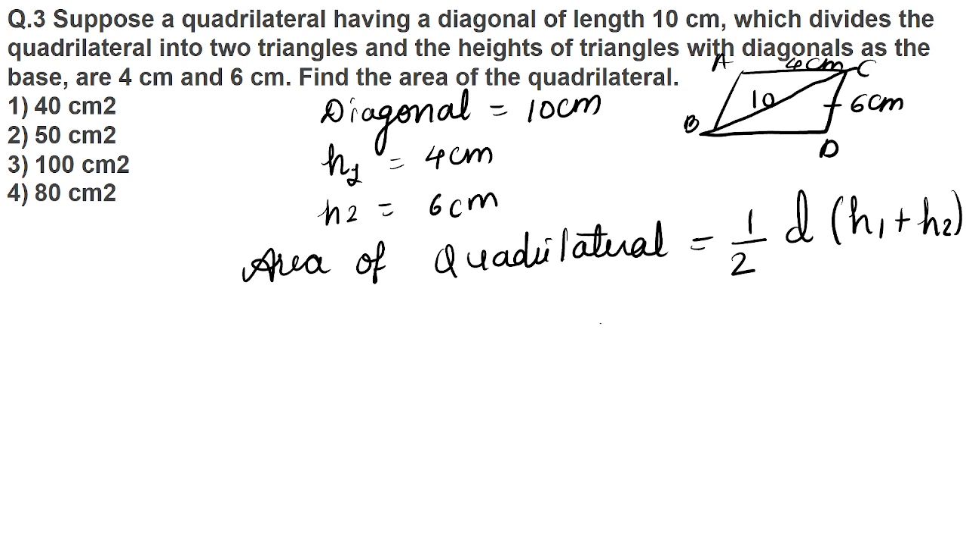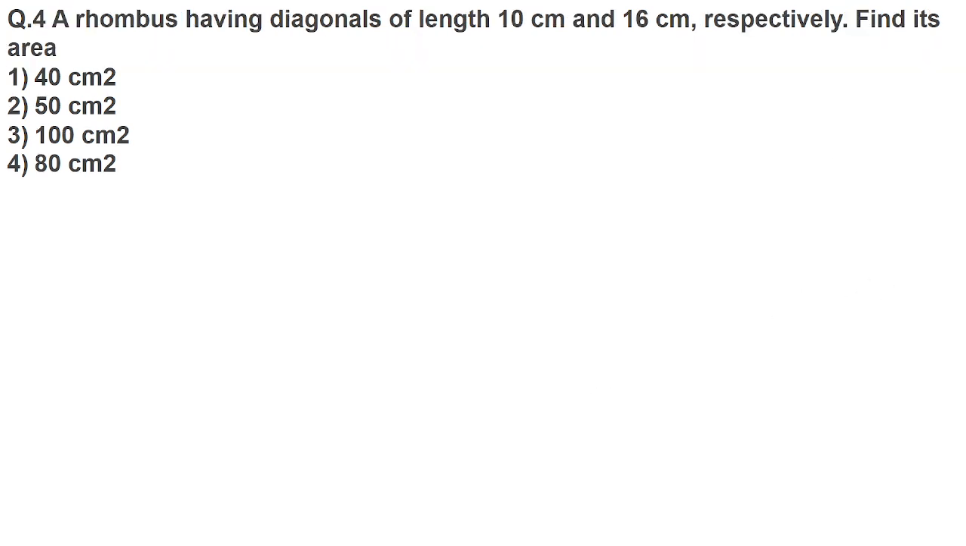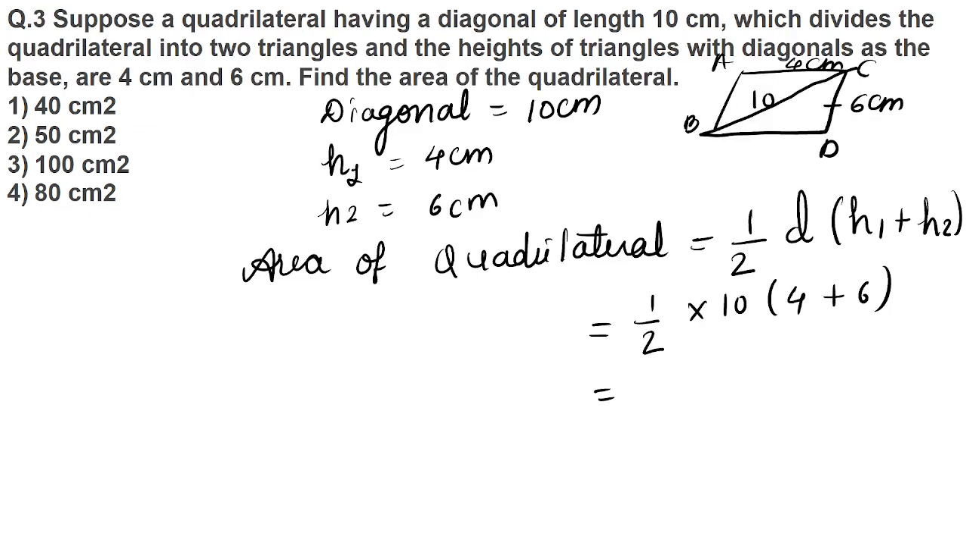So this will give me half of diagonal 10 centimeter into height 4 centimeter plus 6 centimeter, which will give me my answer after the calculation. I hope you are getting my point. The calculation is very easy actually. You can do it on your own. Half of 10 will give me 5, and 4 plus 6 is 10. 5 into 10 will give me 50 centimeter square.